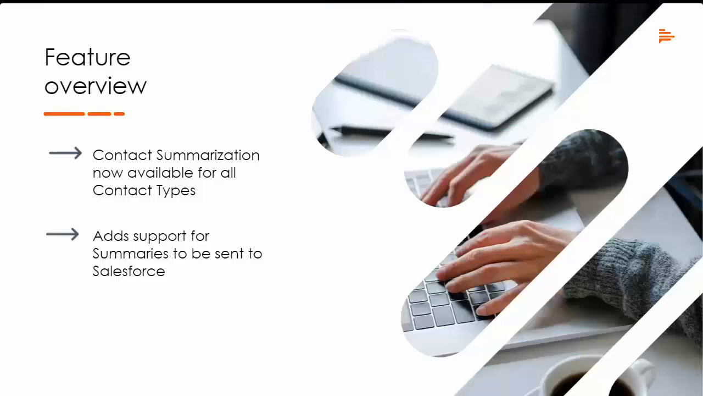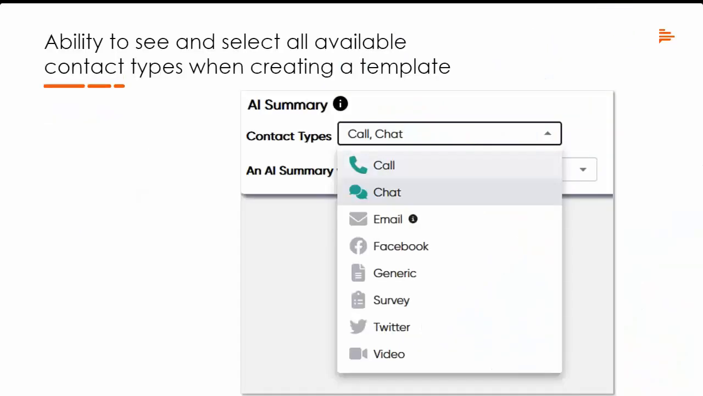Some contact summarization enhancements. We rolled out our contact summarization feature in our May release of this year. That's the .5 release. We have since then been continuing to enhance it. So two things that you'll see: contact summarization is now available for all contact types. So we have the ability to summarize other contacts outside of calls, video, and chat, which was our first deliverable. We've also added support for those summaries to be sent to Salesforce via our Salesforce connector.